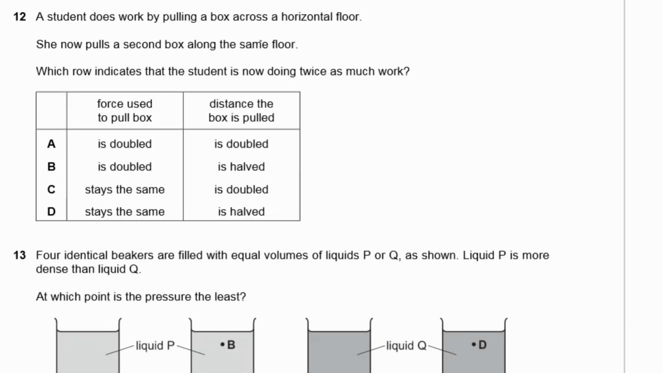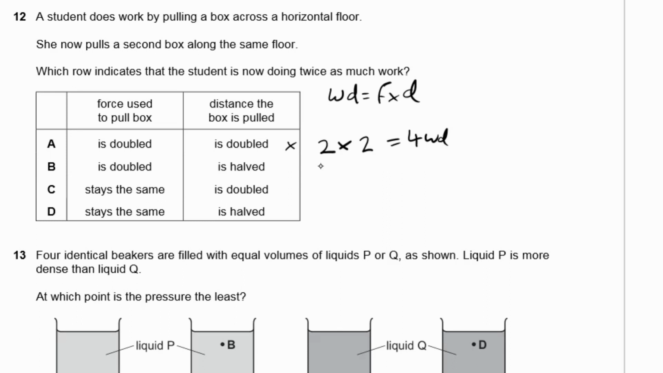Question 12. A student does work by pulling a box across a horizontal floor. She now pulls a second box along the same floor. Which row indicates that the student is now doing twice as much work? Okay, well let's look at it. Work done equals force times distance moved in the direction of the force. So let's see what happens. If I'm using twice the force, then I'm doubling the distance, then I'm going to get 4 times the work done. I only want to do twice the amount of work done, so it's not that.